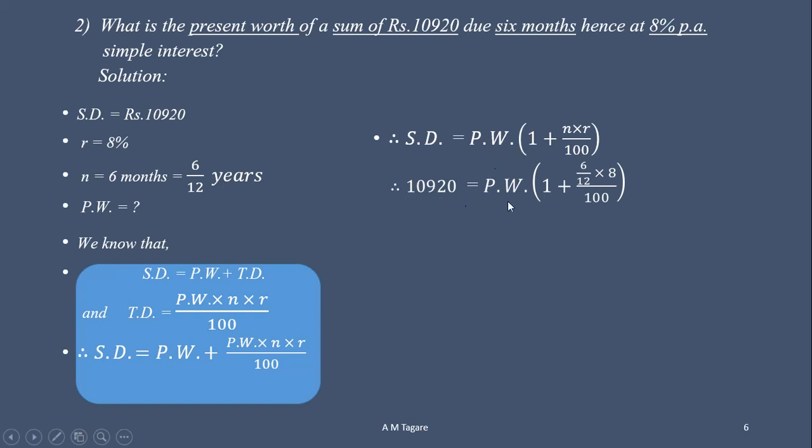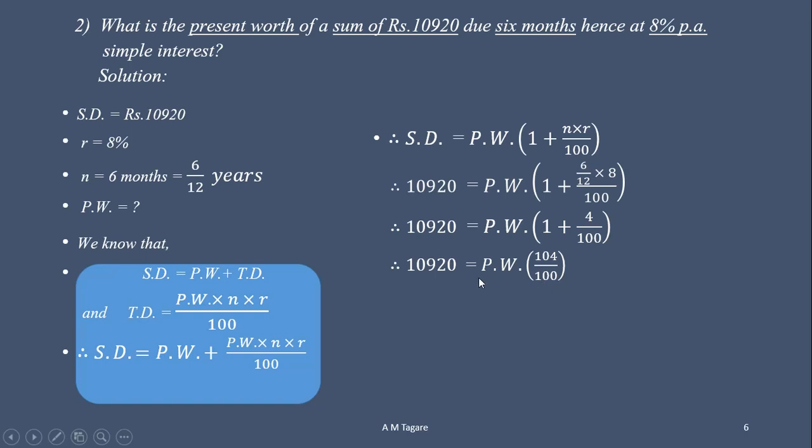We want to find present worth. N is given 6 upon 12 years. R is 8% upon 100. Now 10,920 equal to PW. We simplify this. 6 2s are 12. Then 2 4s are 8. So this calculation in numerator gives 4. So we get PW into 1 plus 4 upon 100. Again 100 into 1, 100 plus 4, 104 upon 100. So next equation we get 10,920 is equal to PW into 104 upon 100.